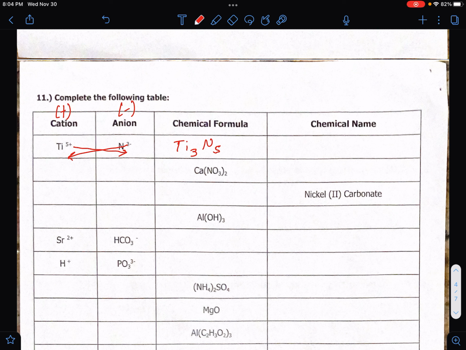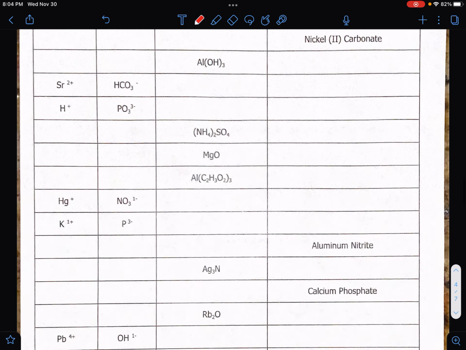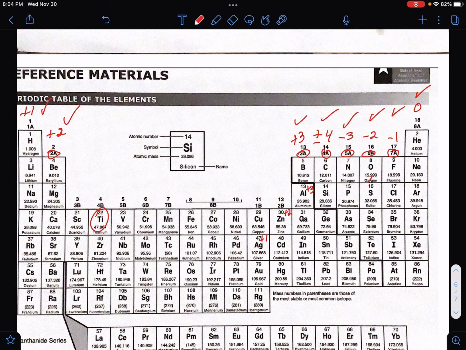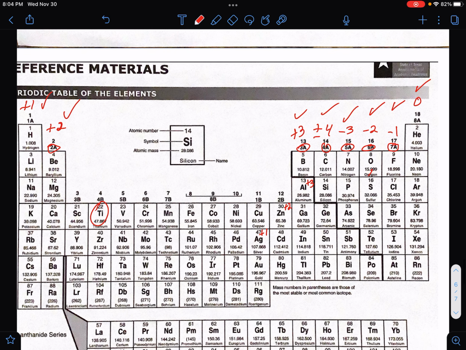Okay, now when we write our name, our cation, remember your cation, you do not do anything to it. You just tell me what it is. That is titanium. Now, this is where you got to be careful. So look at your periodic table. Titanium is right here. That means that is a transition metal. Transition metals have to have a Roman numeral.